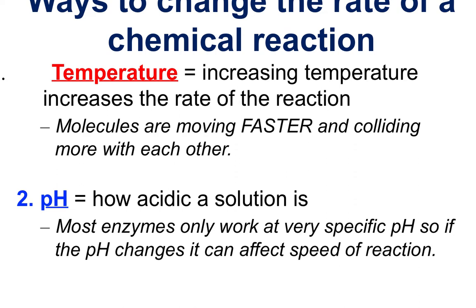pH, usually how acidic a solution is, has an effect on it. Most enzymes only work at a very specific pH, so a pH change, even a slight one, can really affect the speed at which it happens or keep it from happening at all. But it's just another factor in changing the overall rate and quickness that the enzyme works.